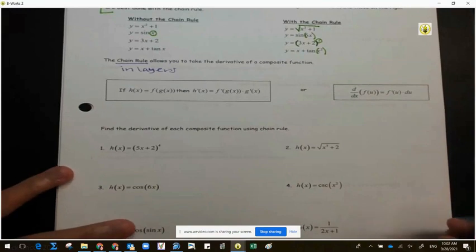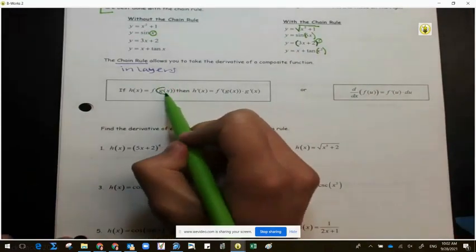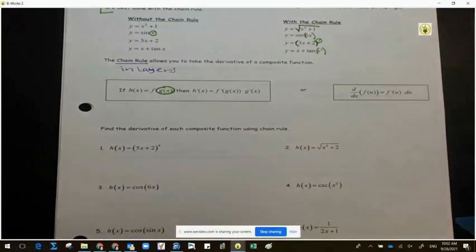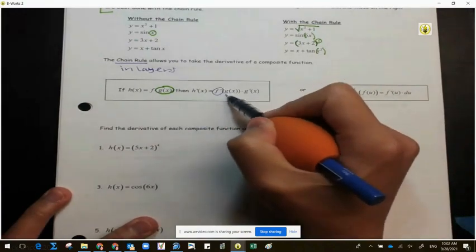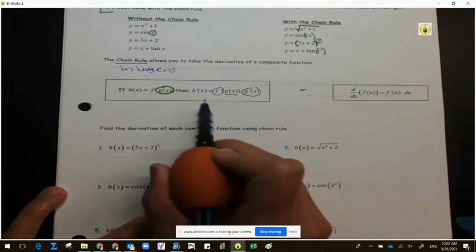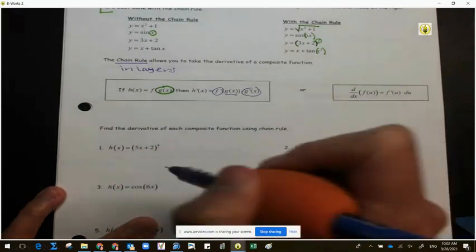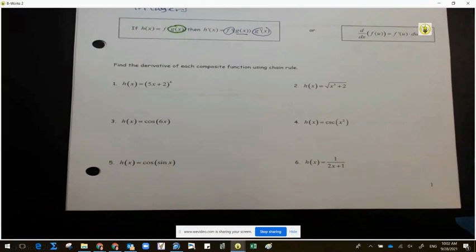And by layer, here's what it basically means. Let's circle the very, very inside of our composition function right here. So what's happening is we're deriving the outside, keeping the inside as it is, and then deriving the inside. If that was confusing, I get it. Let's do an example like it. So let's go to example number 1.